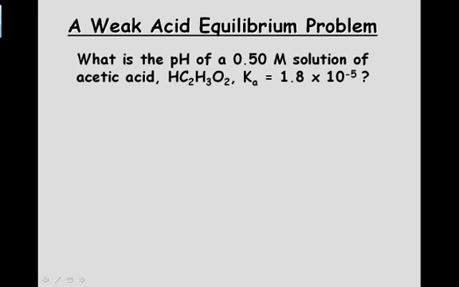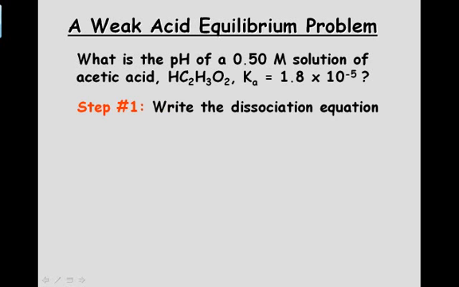Now in order to determine pH you really have to have the Ka. So notice that the Ka is stated here on the screen, 1.8 times 10 to the negative fifth. So step one then is to always write the dissociation equation. So what you see here on the screen is the dissociation of the acetic acid into the acetate ion and the H plus ion. So that's always a good place to start.